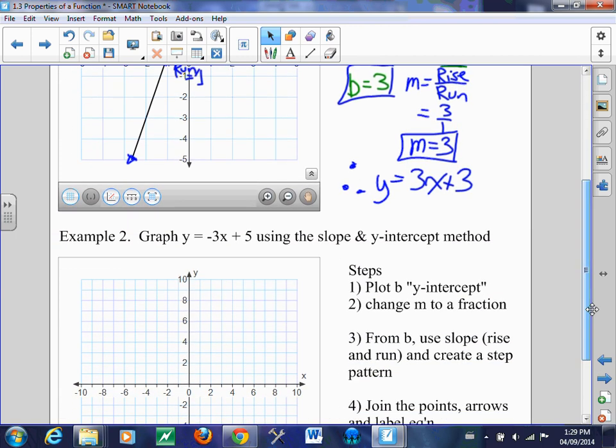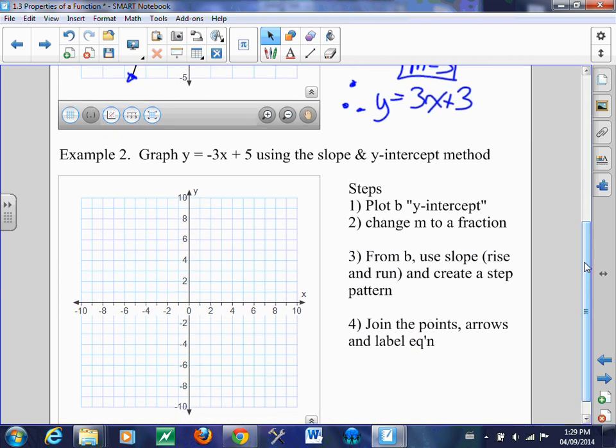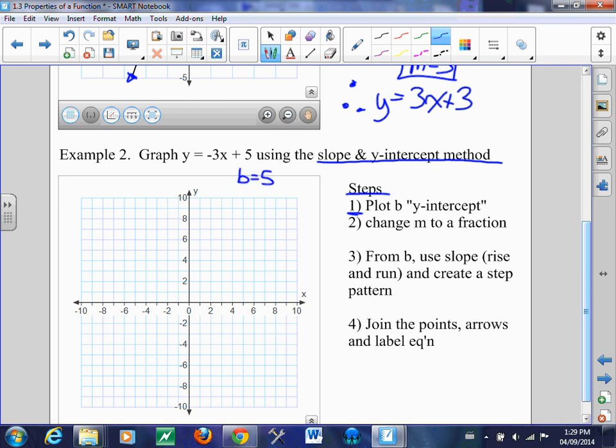All right. Example 2, graph y equals -3x plus 5 using the slope y-intercept method. I reviewed this in a previous video, but I'll go over it, and the steps are here for what we need. Okay, so first of all, we notice that y equals -3x plus b, plus 5. It says number 1, plot the b or the y-intercept. Well, we know here b equals 5. So on your graph, on the y-axis, you find 5 and draw a dot. Okay? Number 1, done.